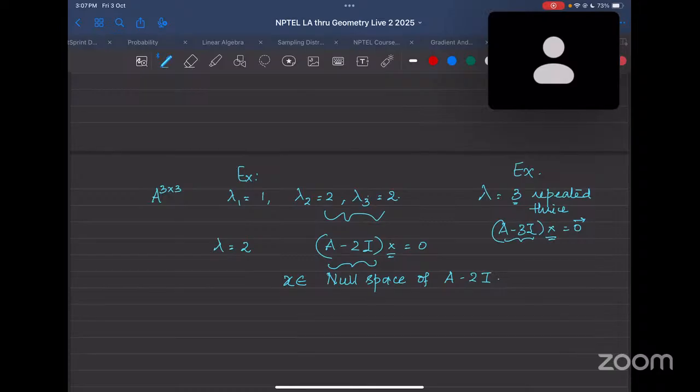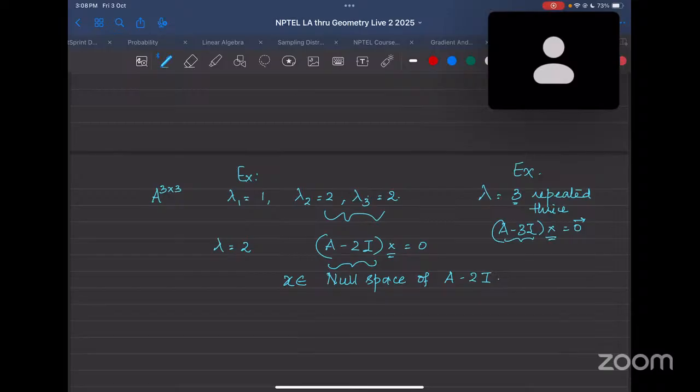So when lambda is equal to 3, we can get the null space of the vector as 3 linearly independent. That's what I told you just now. When you have lambda is equal to 3, you can make a diagonal matrix. If it's a diagonal matrix with all the diagonal elements equal to 3, then you will get 3 linearly independent vectors.